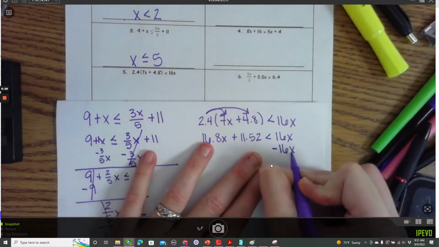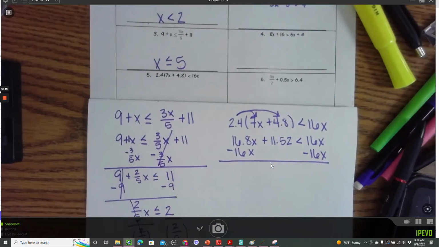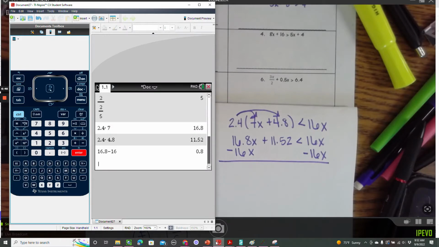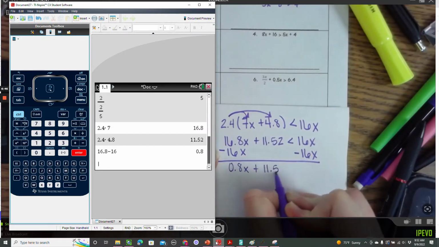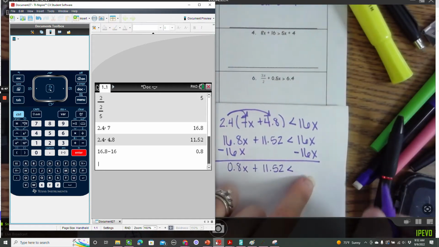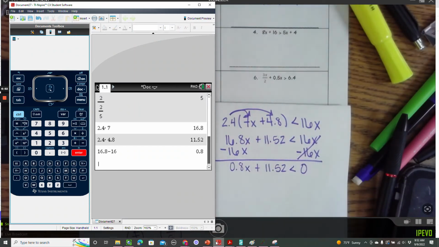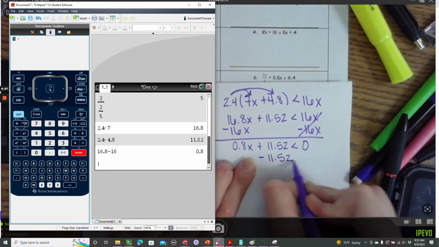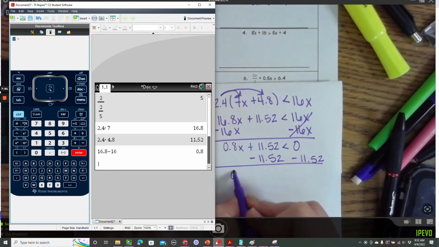Well, let's try it. Let's move the smaller x. So if I subtract 16x from both sides, because remember, you got to get your x's together before you can do anything else. You can't really do anything with an x on both sides. So I'm left with 0.8x plus 11.52. What would be over here if both of these cancel? A 0. And I can do that. That's okay. Then I can subtract the 11.52 from both sides.